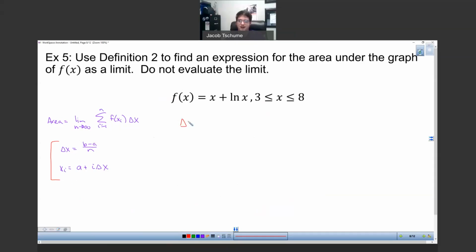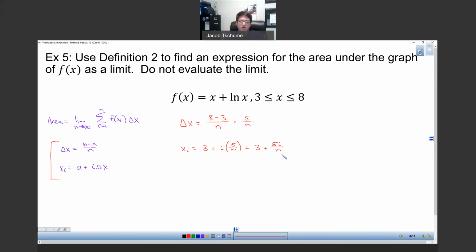So the first thing I'm going to find is delta x. I'm going to take my b value, which is 8, subtract my a value, which is 3, divide it by n, and that simplifies into 5 over n. X sub I, I'm going to take my a value, which is 3, and I'm going to add to that I times my delta x term, which is 5 over n, and putting those last two terms together gives me 3 plus 5i over n.